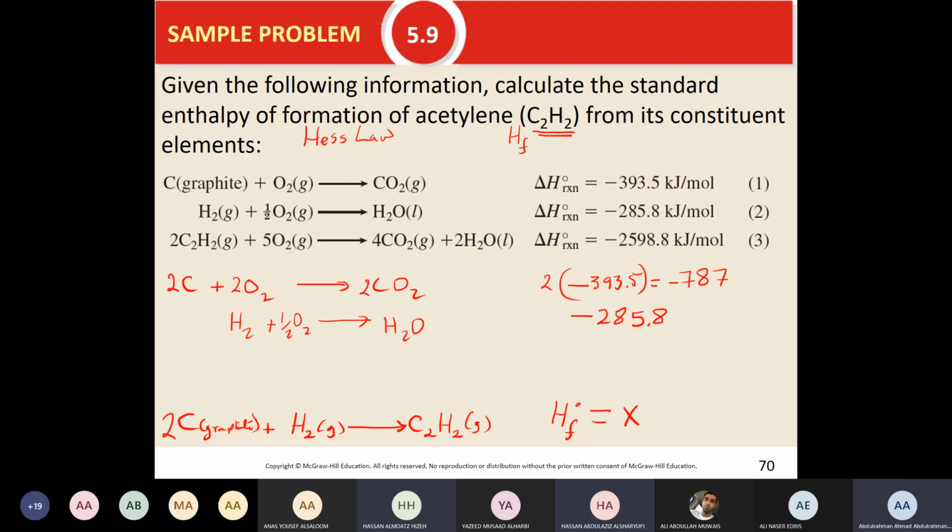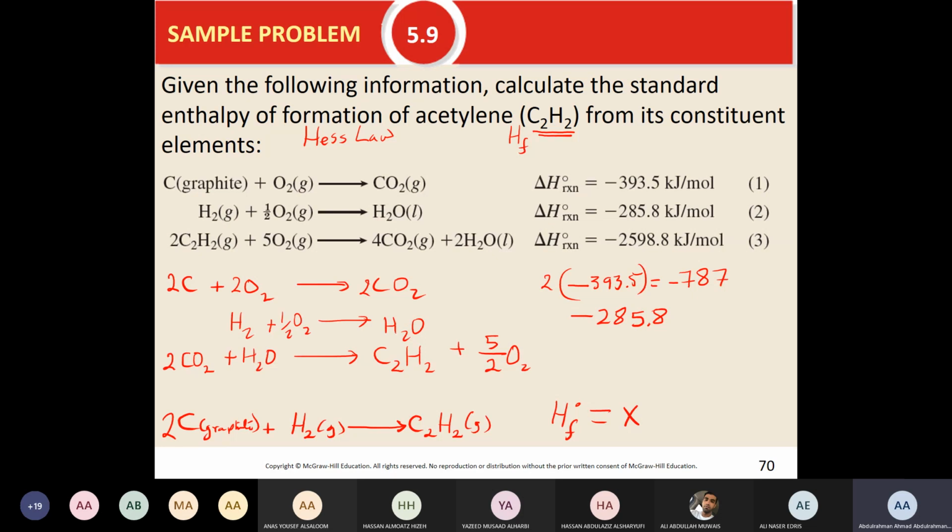Reverse the third equation. Reverse the last reaction and do what? Divide by 2. Excellent. You reverse the last reaction, so this will be 2CO2 plus H2O goes to what? C2H2 plus 5/2 O2. What will be the heat?